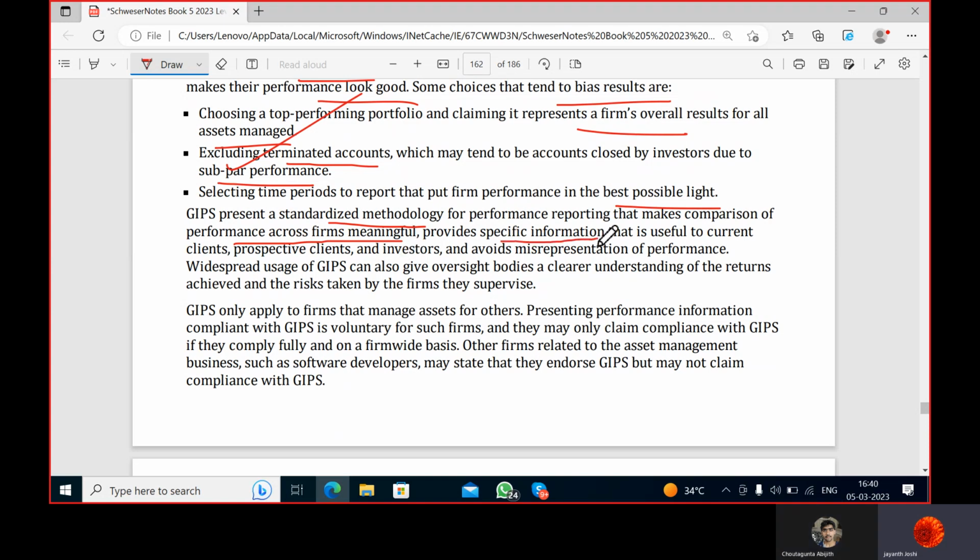It provides specific information that is useful to current clients, prospective clients and investors, and avoids misrepresentation of performance. If firms follow these standards, all these things are automatically part of the standard. Widespread usage of GIPS can also give oversight bodies a clearer understanding of the returns achieved and the risks taken by the firms they supervise.